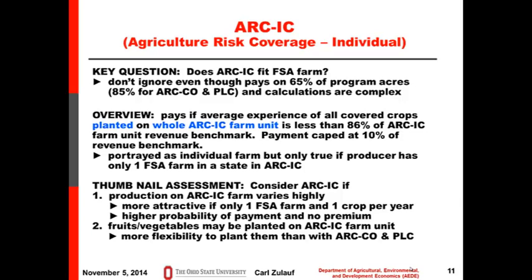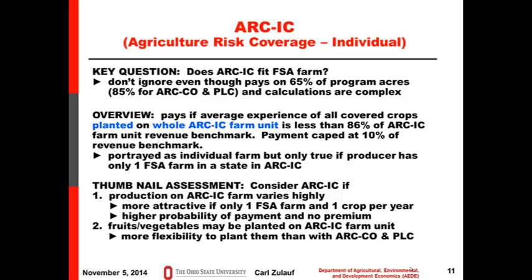As with ARC-CO, the payment is capped at 10%. So there is a maximum payment that's equal to 10%. And again, payment is on 65% of your program acres, not on 100% of your program acres, or not on 100% of your planted acres. This is a program acre and paid on 65%.